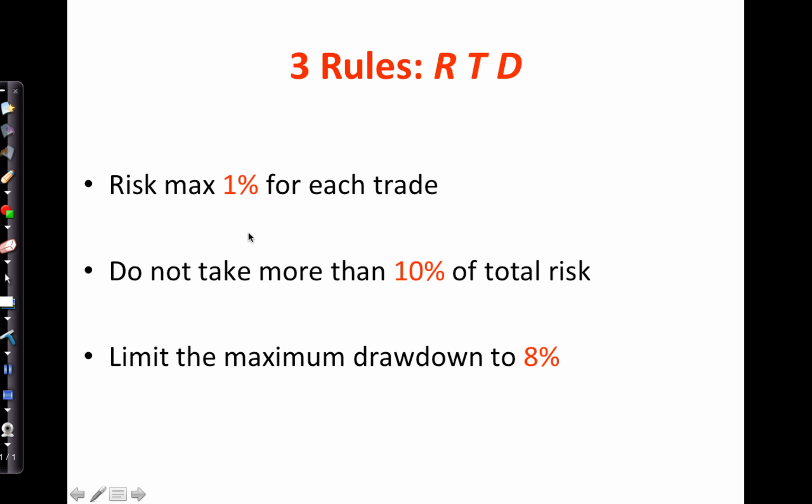Okay, so this is just to recap. We have to consider these three things, RTD. What I use in my trades is I risk 1% maximum for each trade. So this is the R. The T, I do not take more than 10% of total risk in my portfolio. And about the D, I limit my maximum drawdown to 8% of my capital. Okay, and of course, as we said, this value is the sum of the risk for our trades, and it will change when we move stop loss, for example.